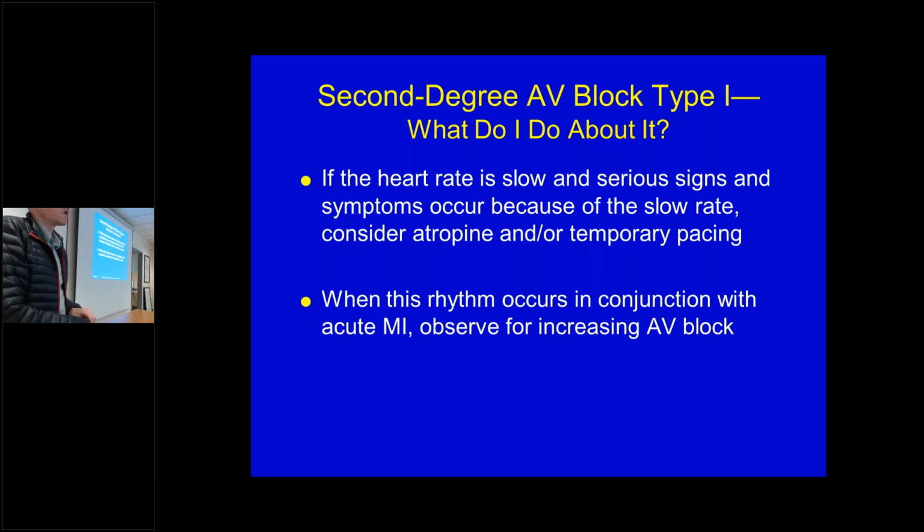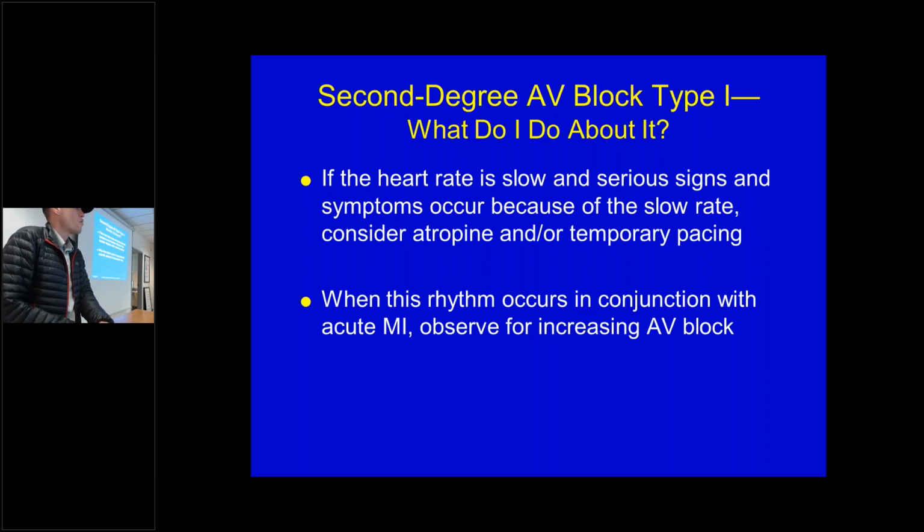So if the heart rate is slow and they have signs or symptoms because of that, you certainly could try atropine or temporary pacing. Now with these two types of blocks, usually you don't get that slow heart rate because you're still getting stuff from the SA node. So it's usually not so slow that it's going to cause symptoms. But certainly if it does, you can try to speed it up. You can try temporary pacing.